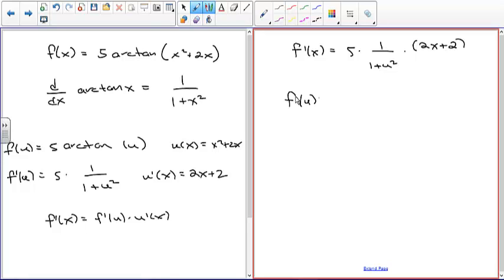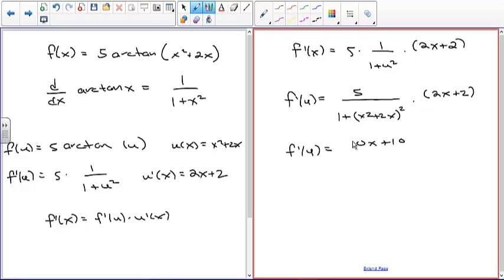In this case, we can't do a shortcut. So you'll have 5, I'm going to move that to here, divided by 1 plus u, which is x squared plus 2x. So that's u. You square that. And then you multiply by 2x plus 2. And then you'd multiply 5 times both of those terms if you wanted to. You'd have 10x plus 10 divided by 1 plus the quantity x squared plus 2x quantity squared.